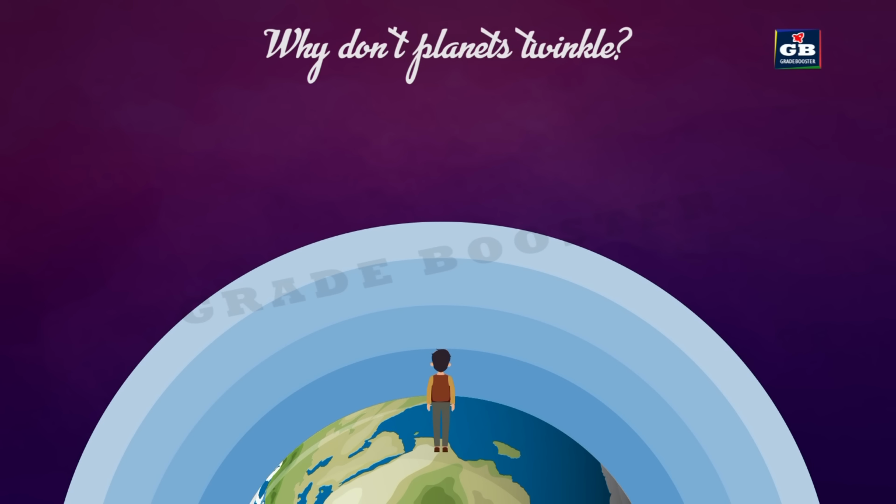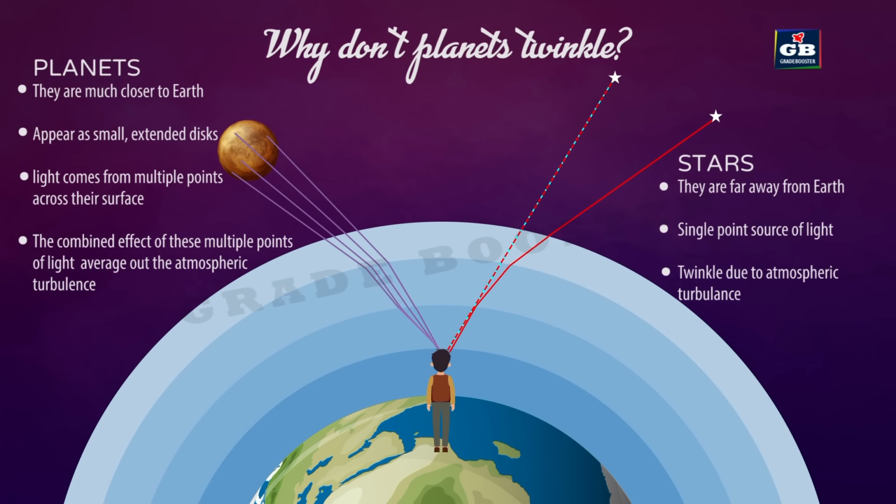If that is the case, then why don't planets twinkle? Why is it not applied to the planets? Planets do not twinkle like stars because they are much closer to Earth and appear as small extended disks rather than point sources of light. Planets are not point sources of light. Many points of light come from the planets since they are bigger and closer to the Earth. They are not a single point source of light. So this phenomenon happens only in a single point source of light, that is, in the case of stars.